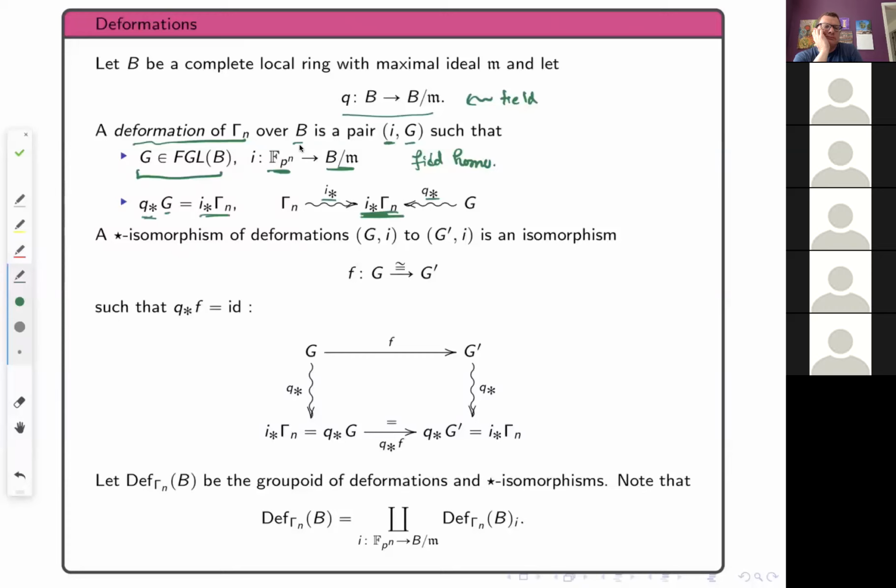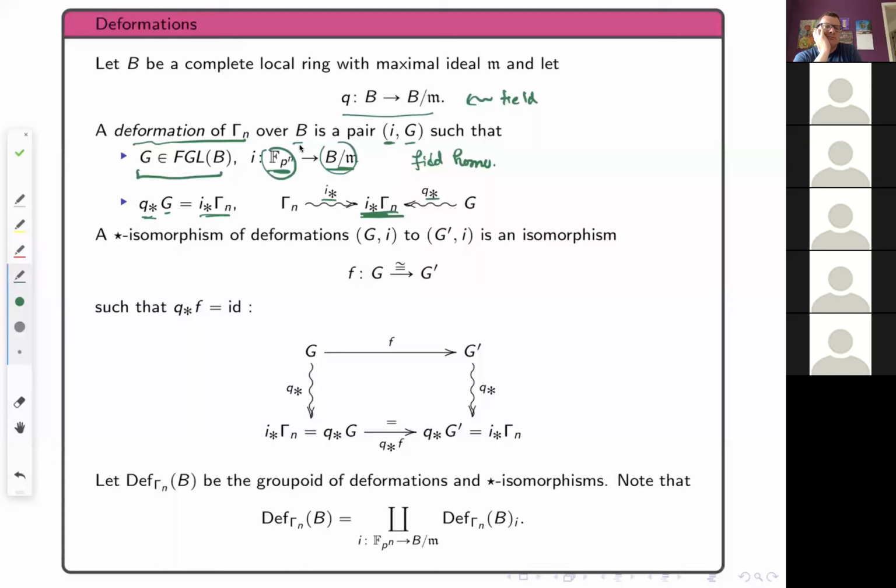All right, so it's the easiest way that you could talk about, over a general ring B, how you could say that a formal group law G, if you look at it modulo the maximal ideal, you get gamma n, okay? You need this extra identification of Fpn into that before you can say that, okay?